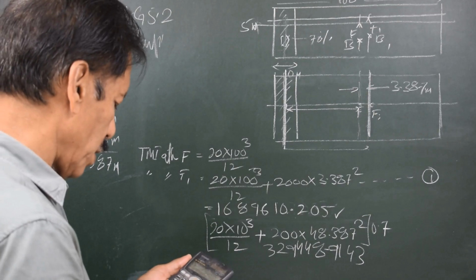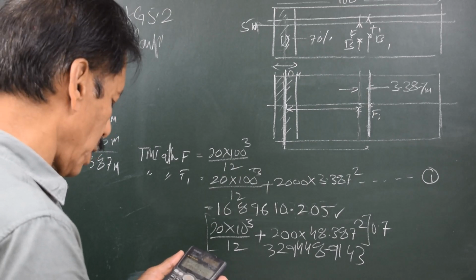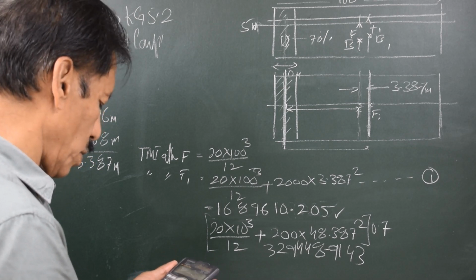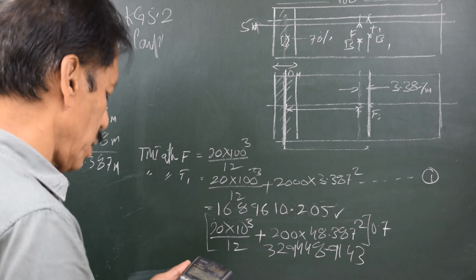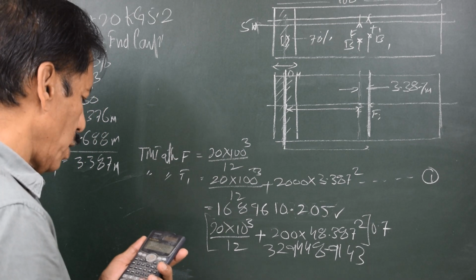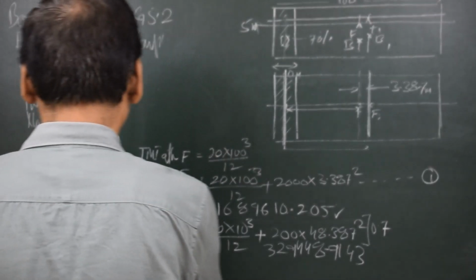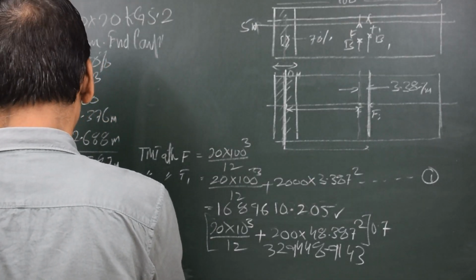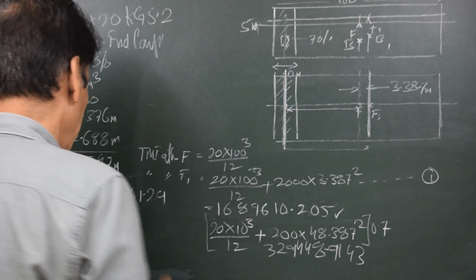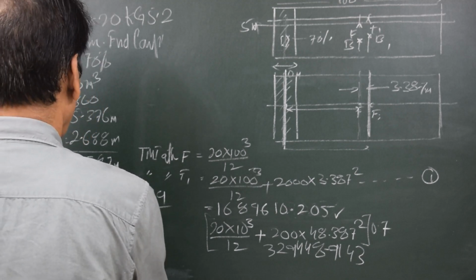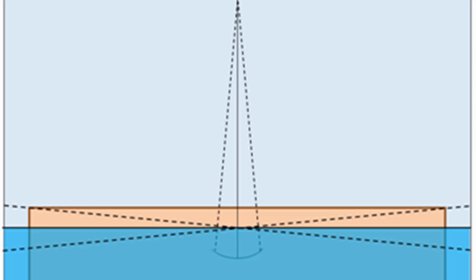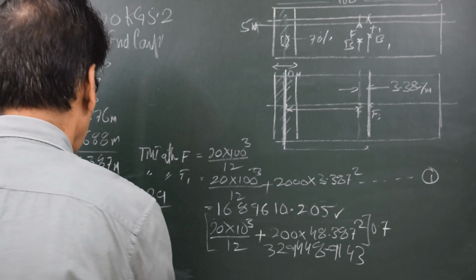Let's see, minus 1389610.205 gives me 1360161.29. Divide by intact underwater volume, so that is 100 into 20 into 5. That gives 136.016.